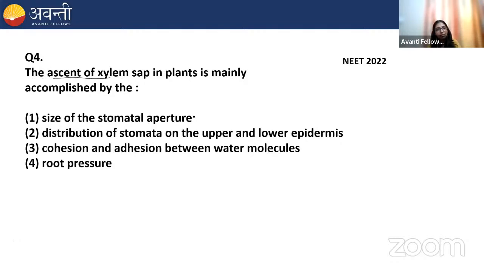So size of the stomatal aperture, no. Distribution of stomata on the upper and lower epidermis, no. Option 3 says cohesion and adhesion. Yes, the correct option is 3. Option 4 says root pressure. No, beta. Ascent of xylem sap is mainly accomplished by the cohesion and adhesion between the water molecules. Very good, Chichuni. You answered it correctly.